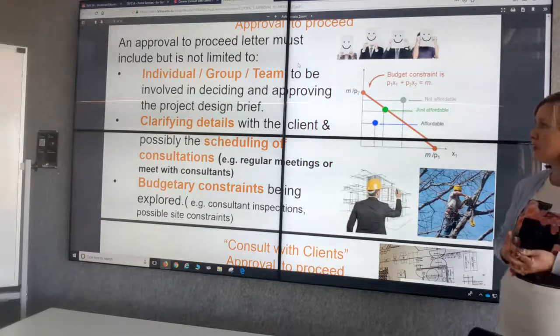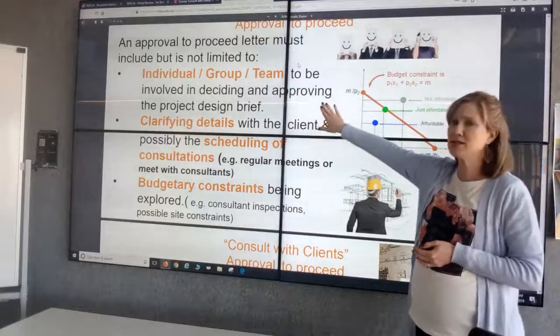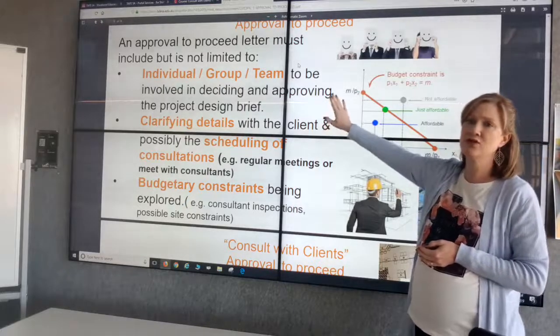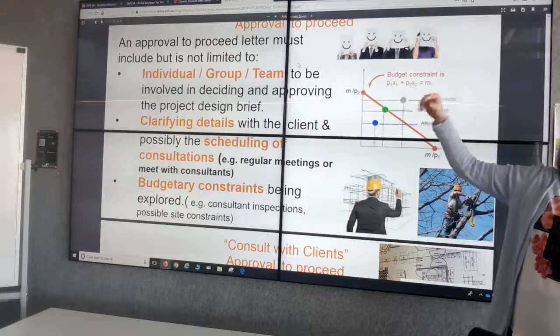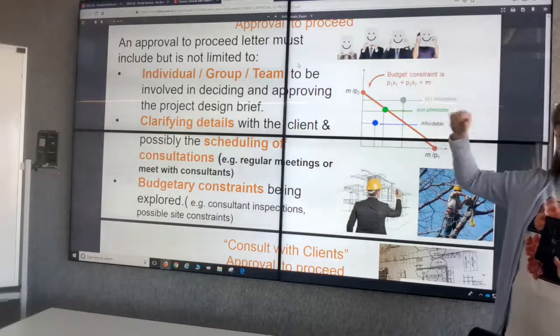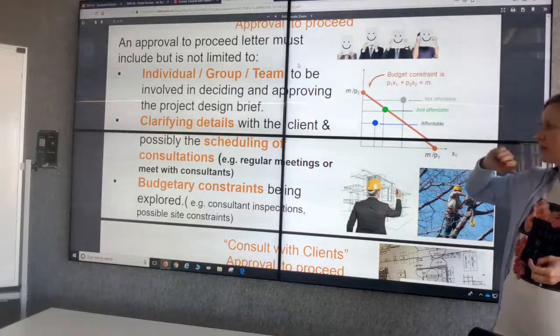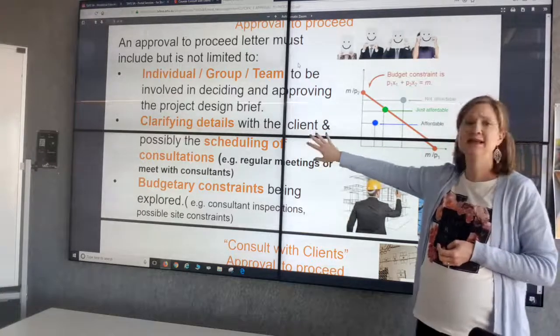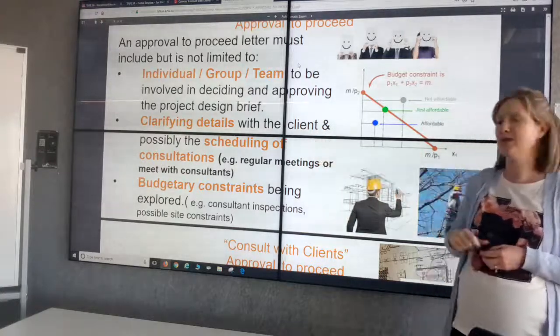Okay? So here, it's important that you put in the address, Dear Mr. and Mrs. Smith, the Cumberland Hotel address, okay? In this letter, then, it starts with clarifying details with the client.